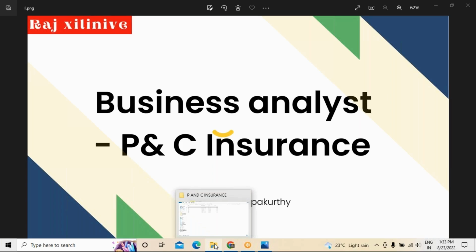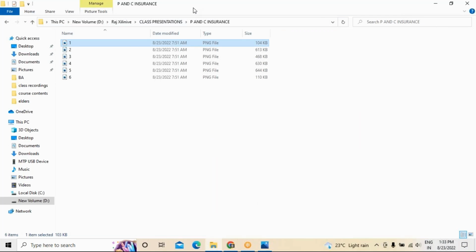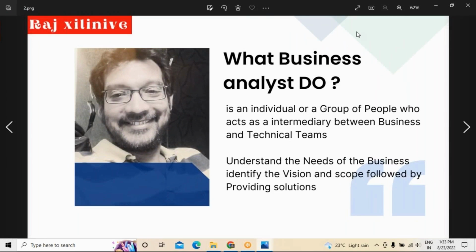As you know, business analysis is a role which has been prominently used across industries for a very long time. It is majorly used to understand the requirements from any of the customer needs, followed by whatever solutions we are going to provide. Everything comes under business analysis.